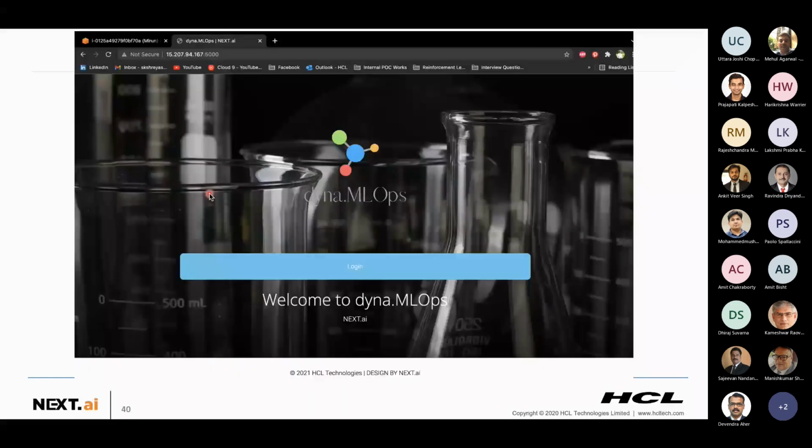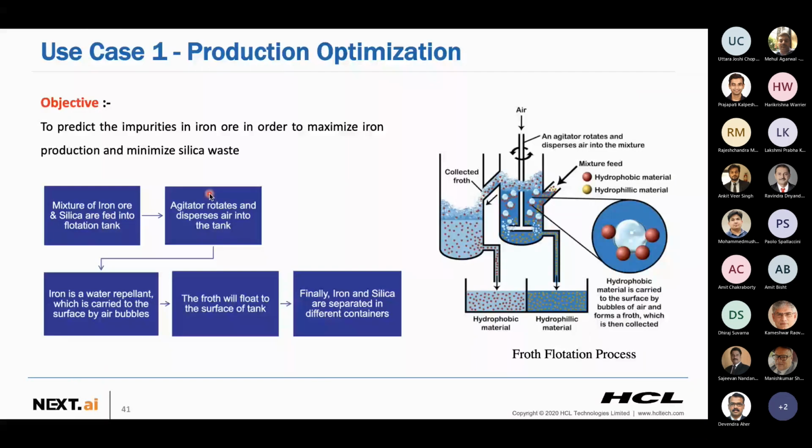Yeah. Coming to the demo, this is how the UI of the Dyna MLOps framework looks. Before touching on the demo, I'll give a brief on the use case description. The use case for which we have implemented MLOps is a production optimization use case. The main objective is to predict the impurities in iron ore so that we can maximize the iron production and minimize silica waste.